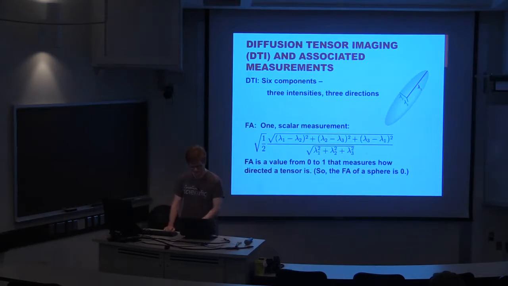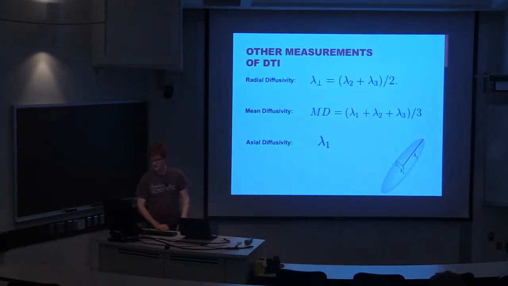Okay. And then these are just other measurements of DTI, and they're a lot simpler than fractional anisotropy. So you have radial diffusivity, which is a measurement of the thickness, I guess, of the tensor. It's the second and third eigenvalues. The mean diffusivity, which is just the average of all three, and then the axial diffusivity, which is the largest eigenvalue in the tensor. Okay, so that's just explaining what these data formats are.